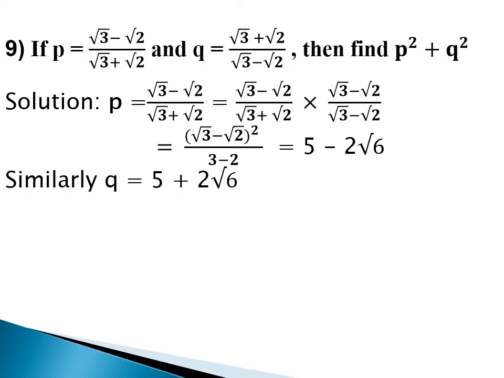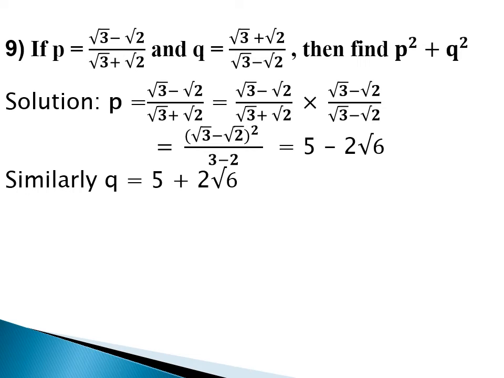P we have taken root 3 minus root 2 divided by root 3 plus root 2. Multiply and divide with the root 3 minus root 2. Then simplify it. Then your answer is 5 minus 2 root 6. Similarly, we have to go for Q. Q is equal to 5 plus 2 root 6. Now P and Q only we got, but the question is asked for P square plus Q square.